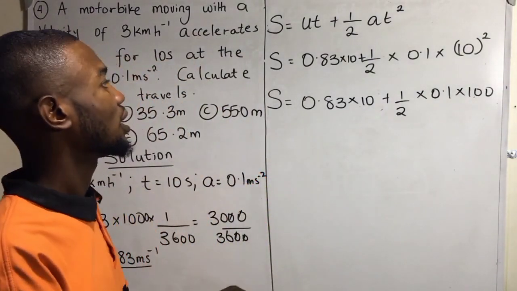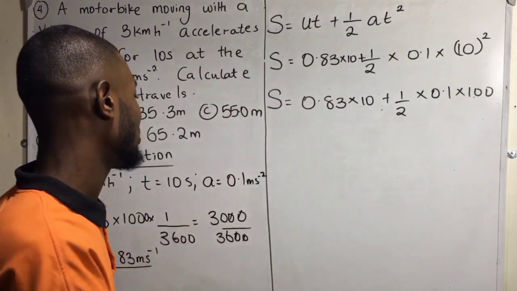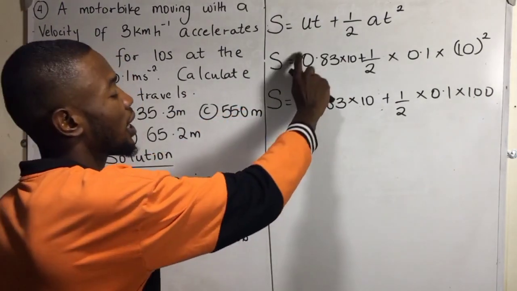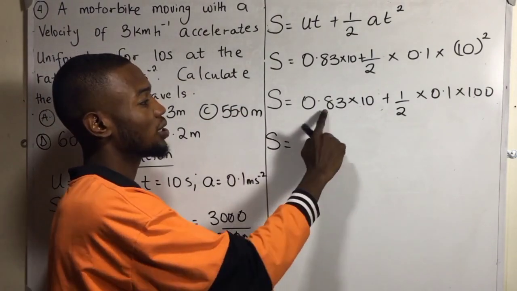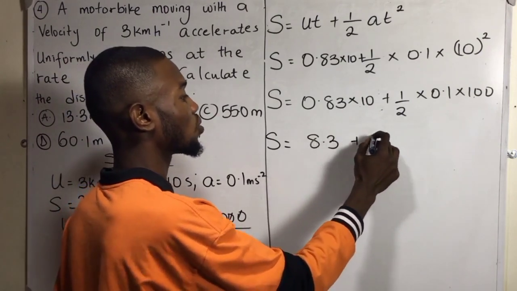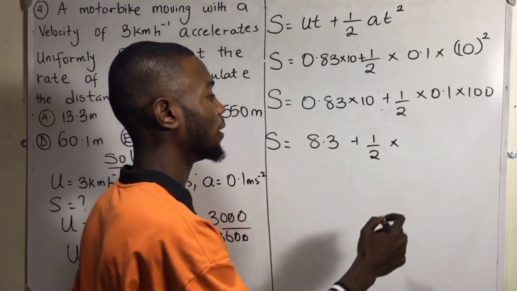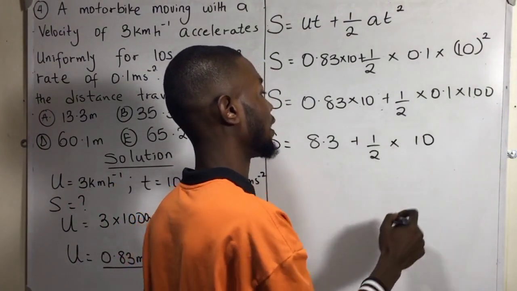Sorry for this part. This part is the initial velocity multiplied by the time, and the time taken is 10. So that's why I have to go back and redo that. Now we have our distance to be 0.83 multiplied by 10 gives 8.3, plus 1 over 2 multiplied by 0.1 multiplied by 100 gives 10.